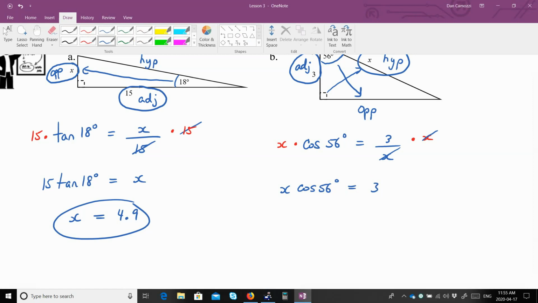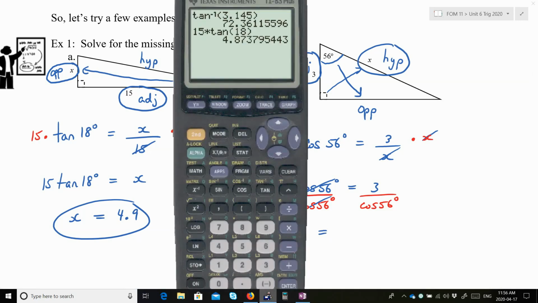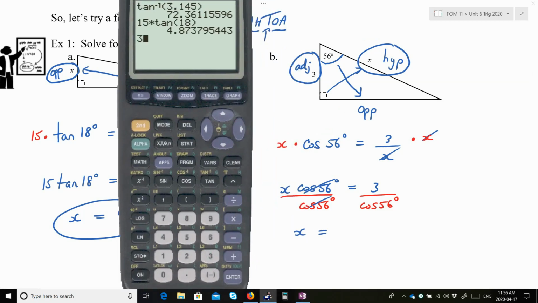And to get x by itself now, you divide both sides by cos 56. Okay, so then you can end up seeing that x is equal to 3 over cos 56. So 3 divided by cos 56, bang, is 5.4.